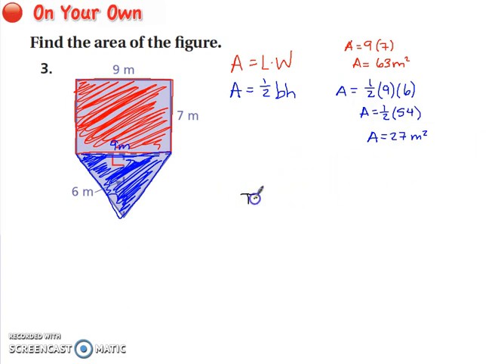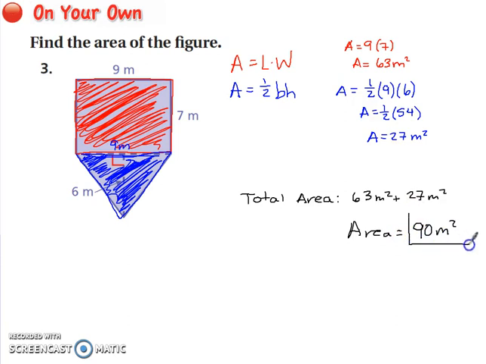So to find the total area, I'm simply going to add these two values together. My total area is going to be 63 square meters plus the 27 square meters for a total area of 90 square meters. So that means that this entire figure has an area of 90 square meters.